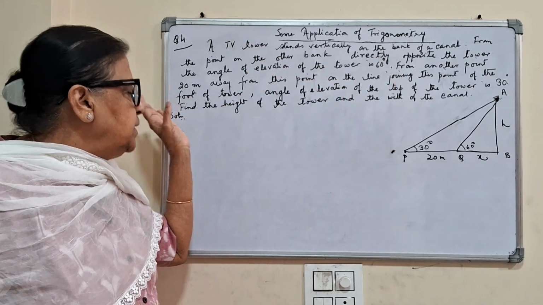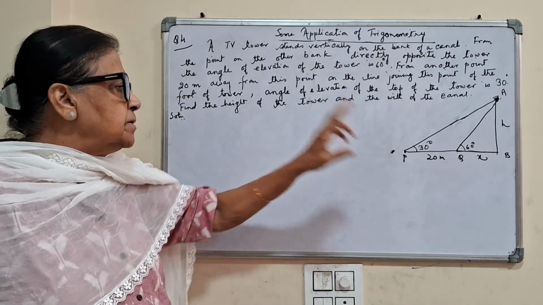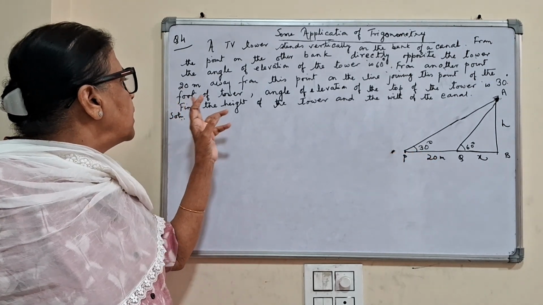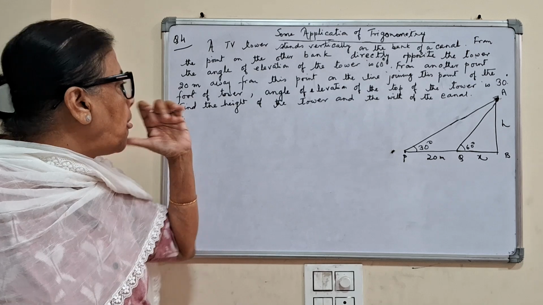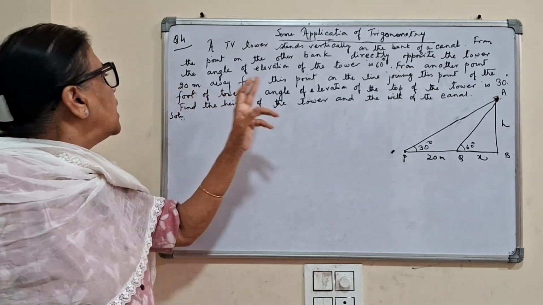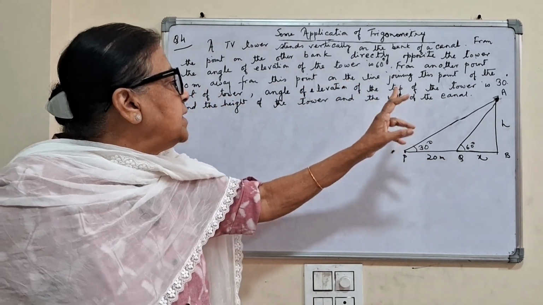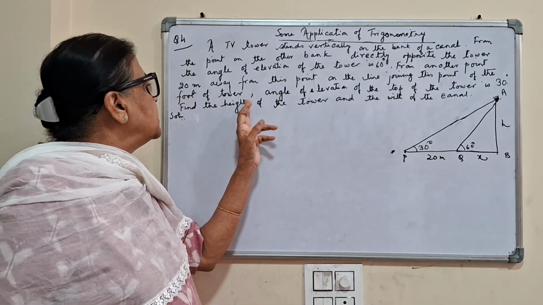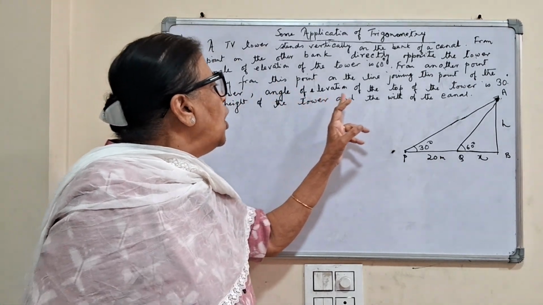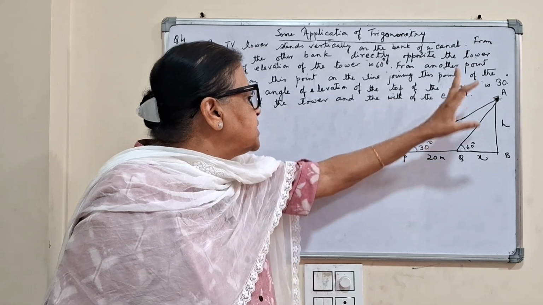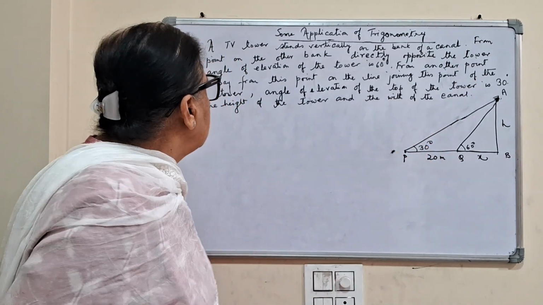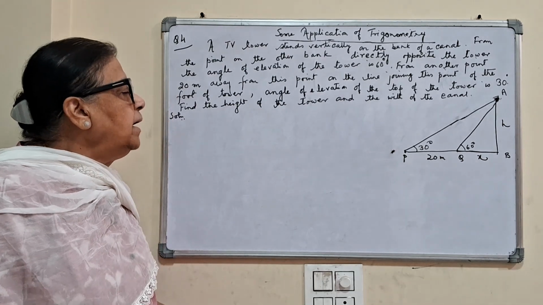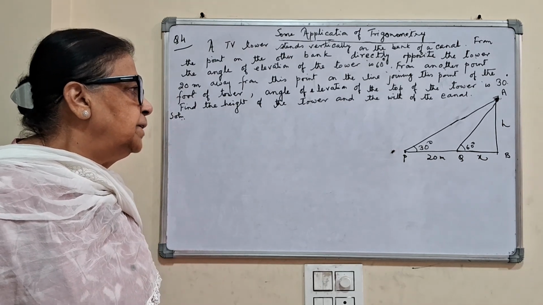From another point 20 meters away from the foot of the tower, on the line joining this point and the foot of the tower, the angle of elevation of the top of the tower is 30 degrees. Find the width of the canal and the height of the TV tower.